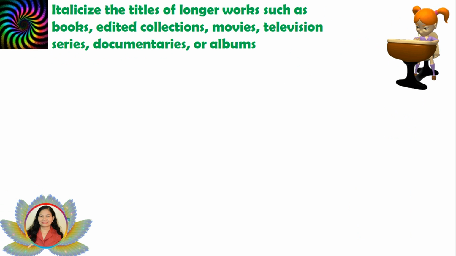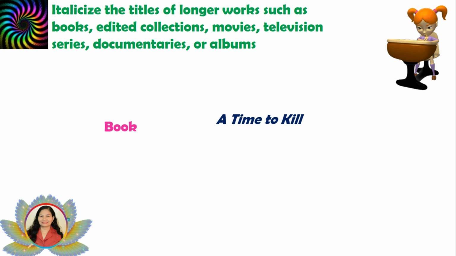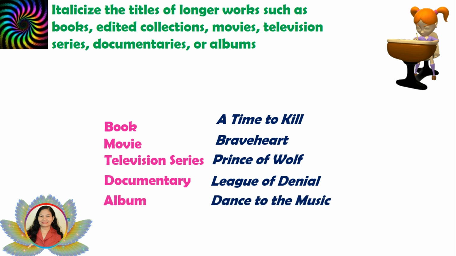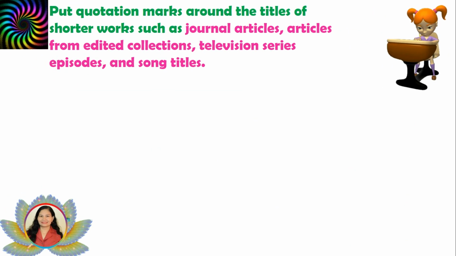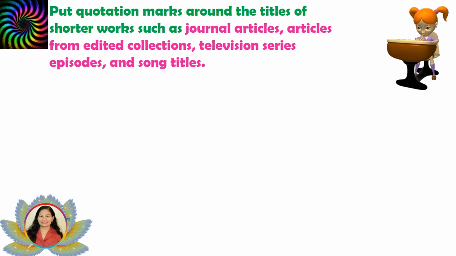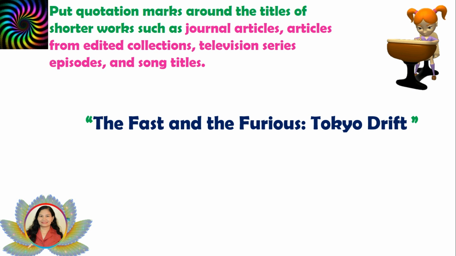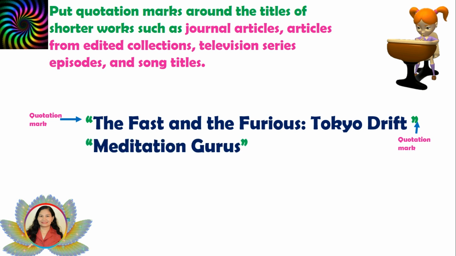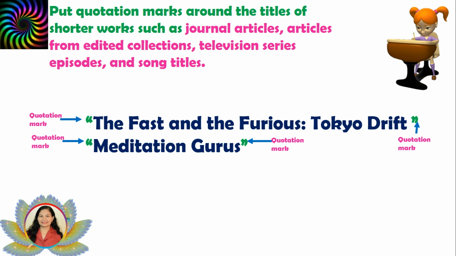Italicize the titles of longer works such as books, edited collections, movies, television series, documentaries, or albums. Put quotation marks around the titles of shorter works such as journal articles, articles from edited collections, television series episodes, and song titles. This title is a television series episode, therefore enclose it in open and closed double quotation marks. The same is true with the second title, it is a journal article title. Do not apply italics. That is the guidelines in writing the title in the absence of author.